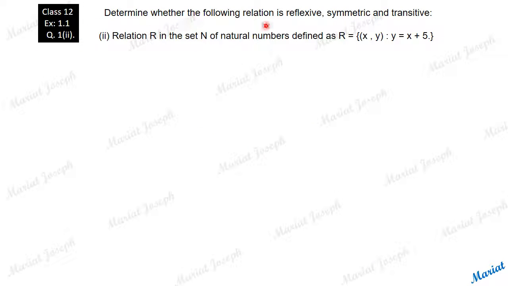Determine whether the following relation is reflexive, symmetric and transitive. Relation R in the set N of natural numbers is defined as R = {(x, y) : y = x + 5}. This time the set given to us is the set of natural numbers 1, 2, 3, 4, etc. till infinity, all positive integers. That's what the set of natural numbers is.